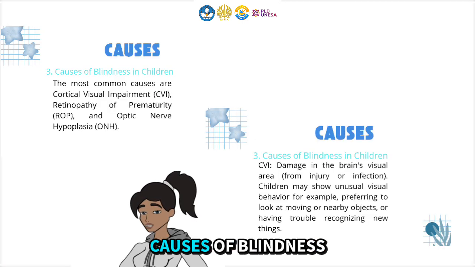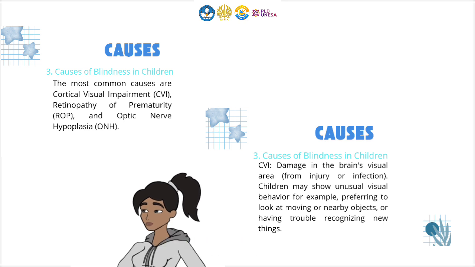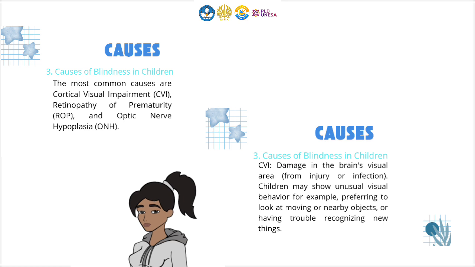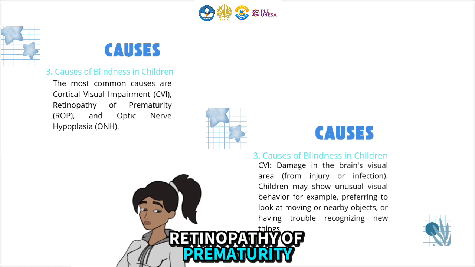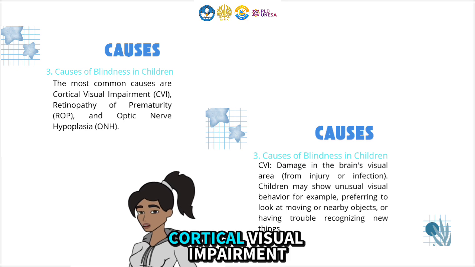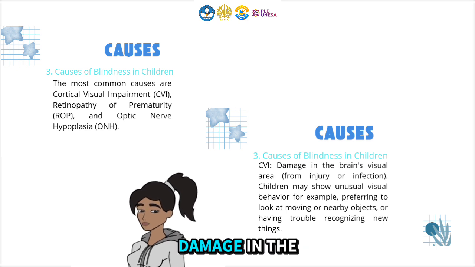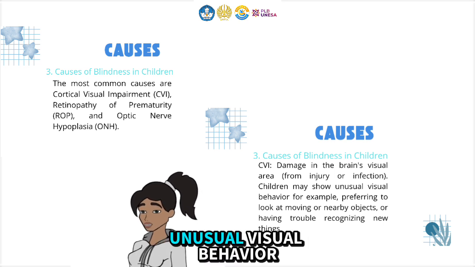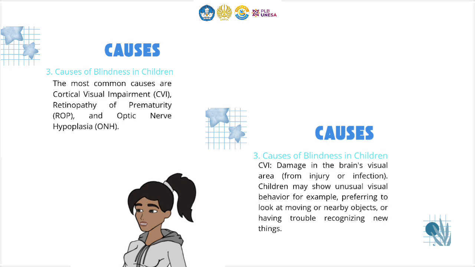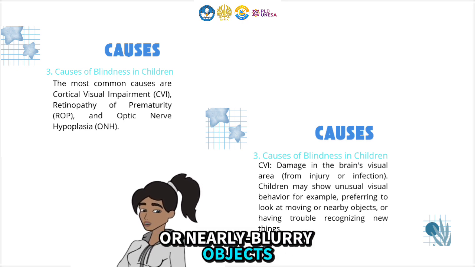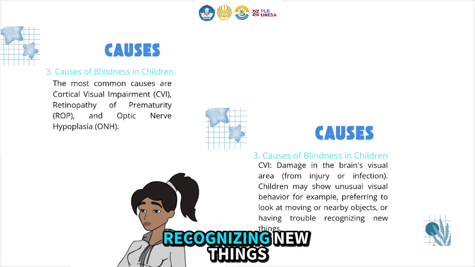The last is causes of blindness in children. The most common causes are cortical visual impairment, retinopathy of prematurity, and optic nerve hypoplasia. Cortical visual impairment, damage in the brain visual area from injury or infection. Children may show unusual visual behavior. For example, preferring to look at moving or nearby objects or having trouble recognizing new things.